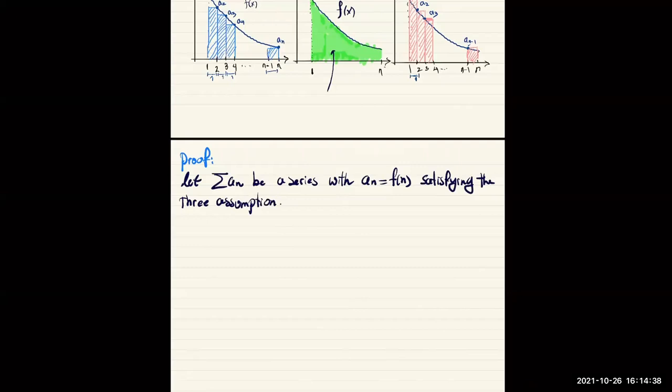Decreasing, positive, and continuous. Okay.